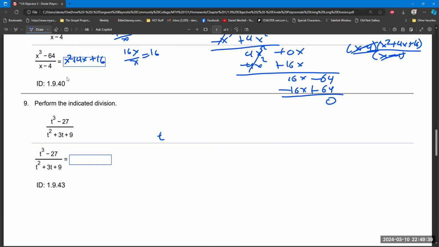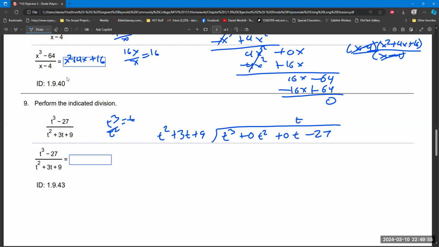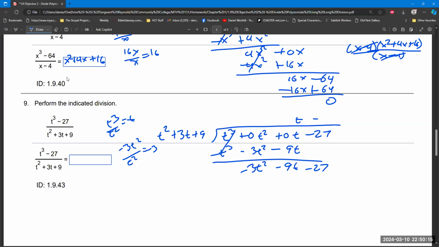All right, t squared plus 3t plus 9 into t cubed plus 0t squared plus 0t minus 27. t cubed divided by t squared is t. t cubed, 3t squared, 9t. Change my signs and add. Negative 3t squared minus 9t, bring down the negative 27. Negative 3t squared divided by t squared is a negative 3. Negative 3t squared minus 9t minus 27. Change my signs and add. And we get t minus 3.